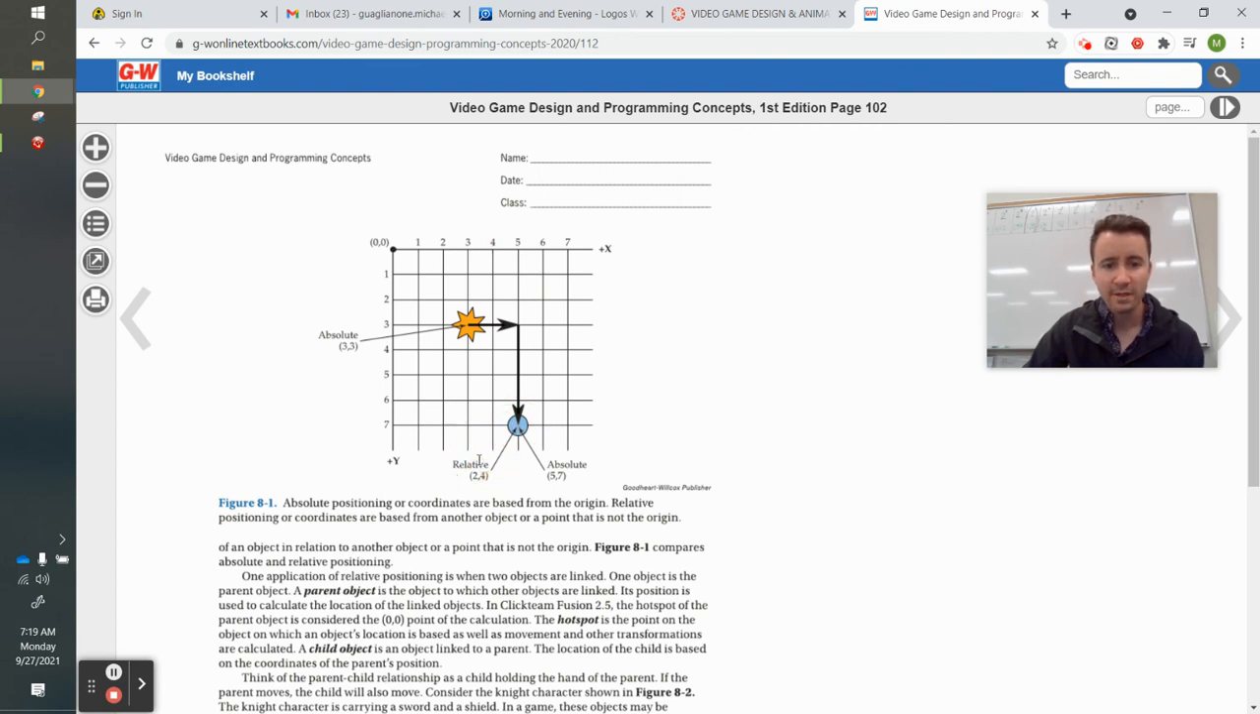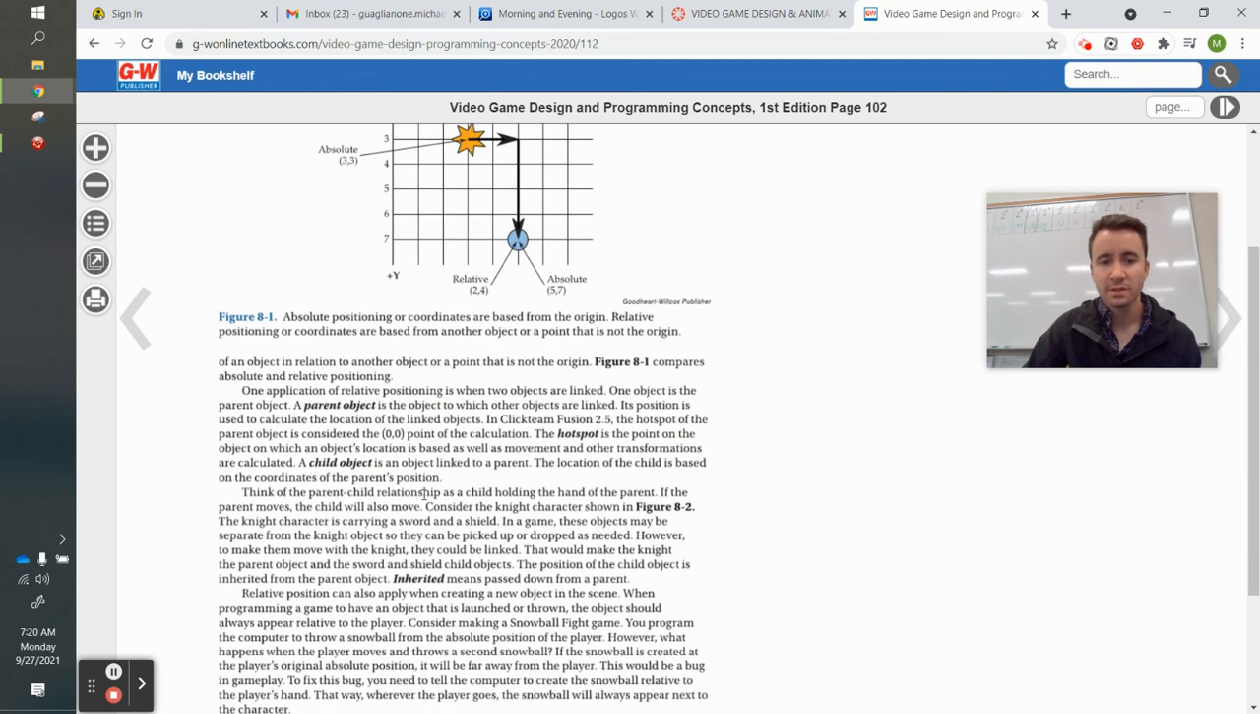So relative is always talking about movement. Absolute is always in relationship to the point 0, 0. So keep that in mind. If you're here and you're moving the coordinate point 2, 4, that means you go 2, 4, but the absolute point changes and now it's 5, 7. So most points will have a relative and an absolute. Relative is talking about movement. Absolute is talking about the actual location of it at any given point. So keep that in mind.